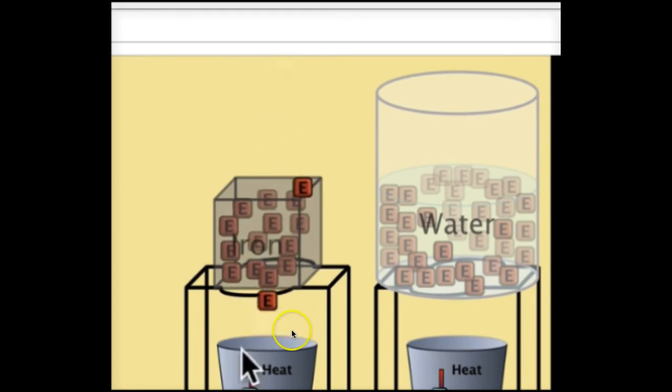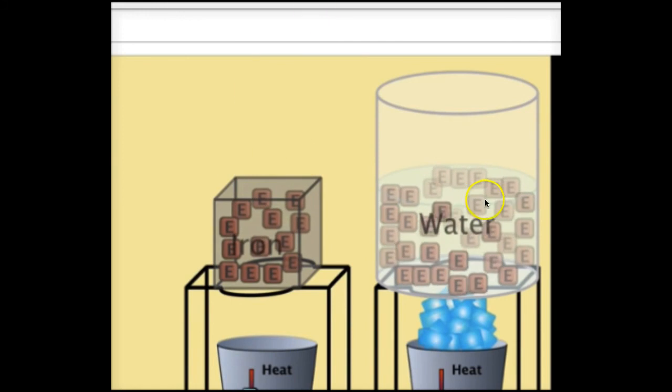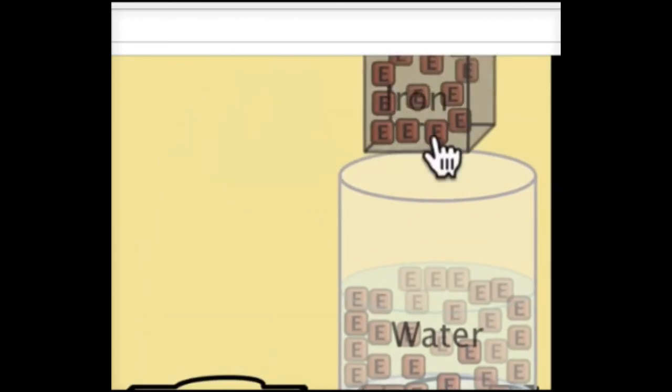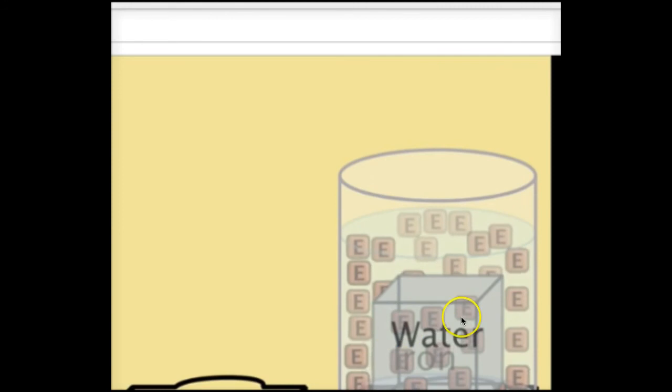The energy is leaving from the fire into the iron, and it even leaves to the environment. And when it's cooled down, the energy transfers from the water into the ice cube. And then if we take the iron and put it into the water, because the iron was hotter, the energy actually leaves the iron and goes to the surroundings.